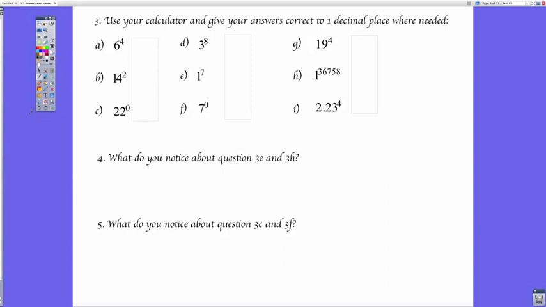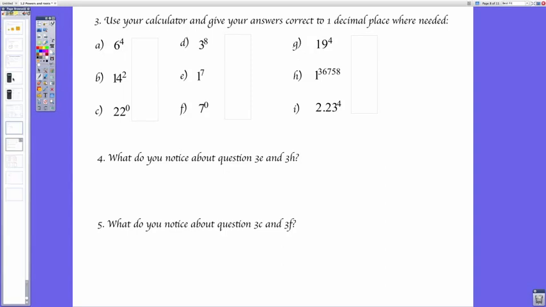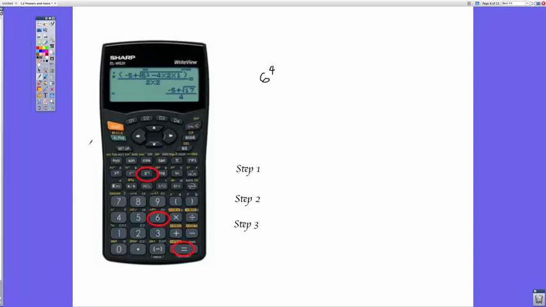You're going to use your calculator and also give your answers correct to one decimal place where needed. So for the first one, I'm just going to show you how to do that on your calculator. So just go back to this. So it's 6 to the power of 4. On your calculator, you will see a button that says y to the power of x. Sometimes they might have it the other way around, but you've got a letter to the power of another letter.